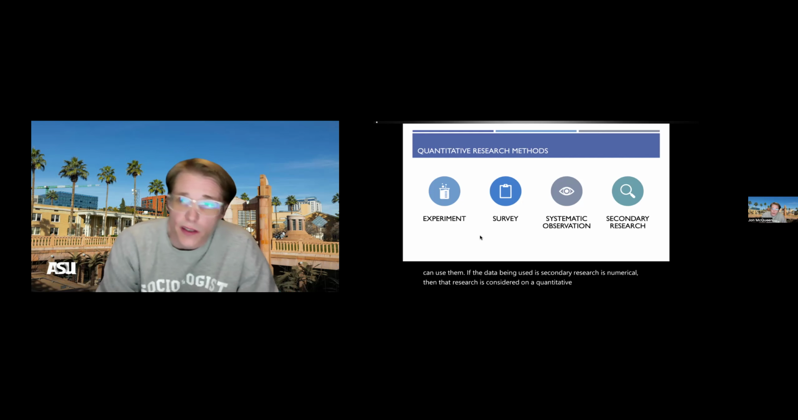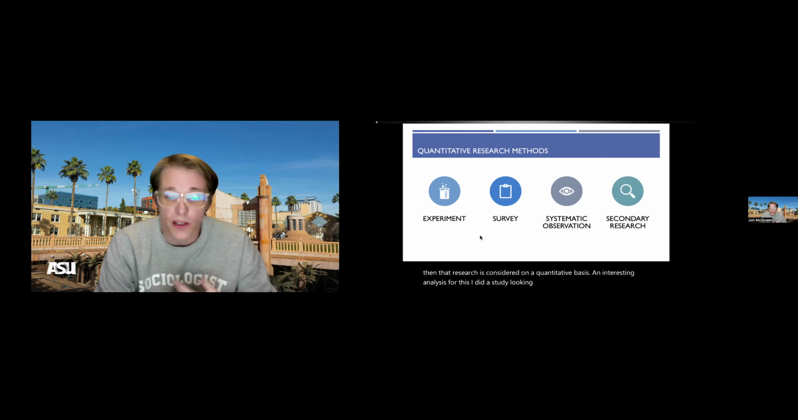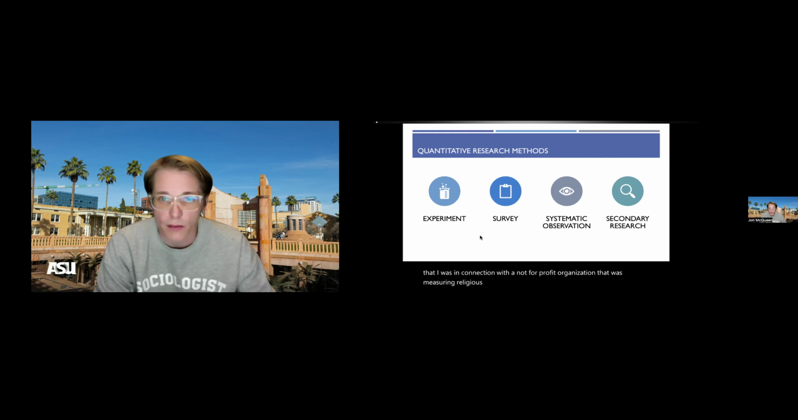An interesting example of this: I did a study looking at religious affiliation among members of the LGBTQ community and the perceived stigma around church as church numbers were dwindling. This research that I conducted had a 40-something thousand sample and had really cool results. However, the reason I was able to conduct it is that I was in connection with a not-for-profit organization that was measuring religious attendance, and they were seeing that it dwindled a little bit. Truth be told, it was dwindling, and it has been dwindling, but the research questions they were asking were not really focused on the LGBTQ community.